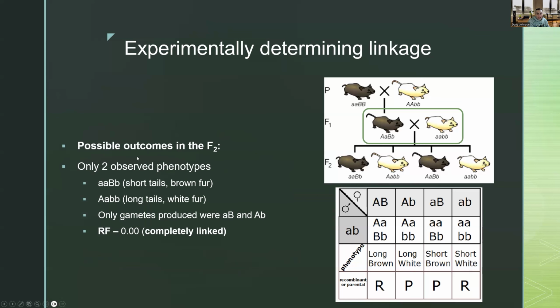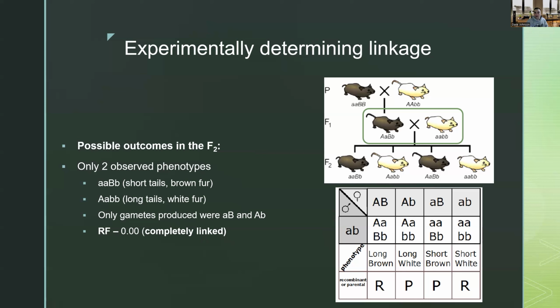So if we get results from this and we only observe two different phenotypes here, we observe short tails brown fur, so the little a, big B, or we get long tails white fur, big A, little b. We know that there are no recombinants. No recombination events happened whatsoever. Okay? So that tells us that these genes are linked. Why? The recombination frequency is 0.